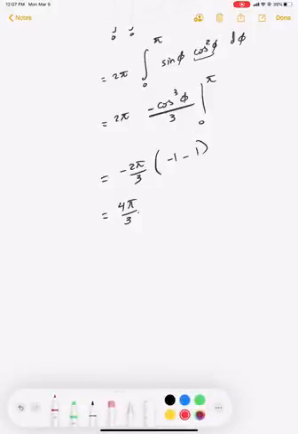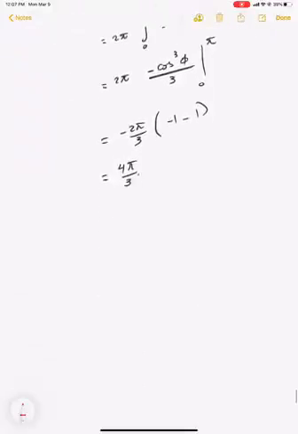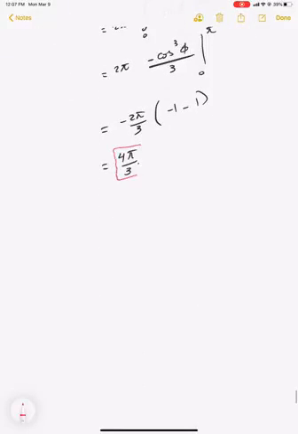4 pi over 3. We're dealing with a sphere. Remember, my surface was a sphere. We got 4 pi over 3. Does this remind us of any quantity? Yes. What is this? This is exactly the volume of the sphere. So is it a coincidence?